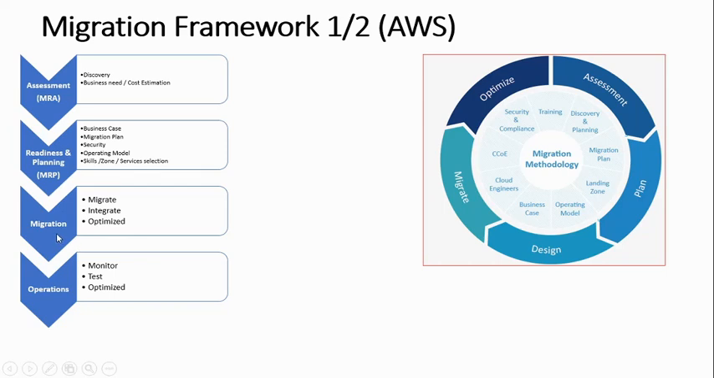Second one after that, migration, which is the third step. So third, you actually do the real work. You migrate, you integrate different components after migrating, and then you optimize, right? And at the end, operation. So once you have migrated everything, you need to monitor, be it CloudWatch or any other software. You monitor, you test it is running fine, and then you try further optimizing your cost. So this is your migration framework: MRA assessment, MRP planning, actual migration, and then the operation, which is an ongoing activity or continuous service improvement.